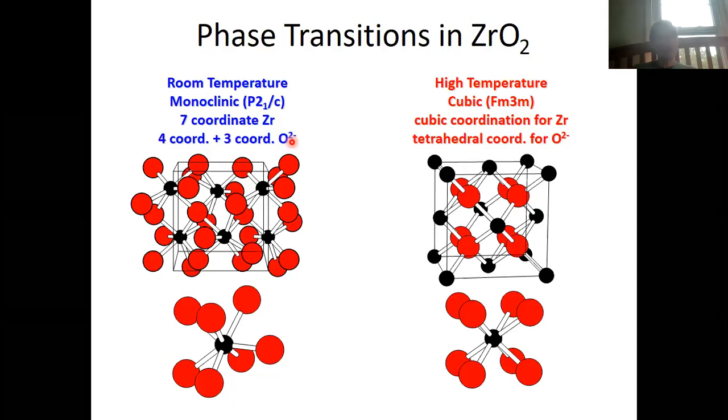Okay, and that has to be so when the coordination number of zirconium is 7, because we have zirconium dioxide, the number of oxide ions is twice the number of zirconium ions. Therefore, the coordination number of oxide ions must be half of the coordination number of the zirconium ions.